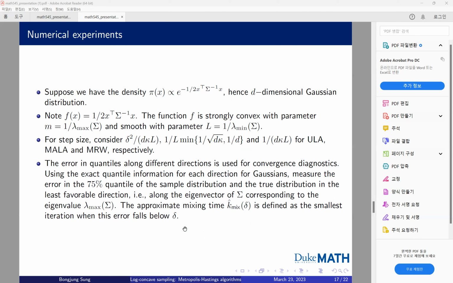So basically, in this simulation study, the error in quantiles along different directions is used for convergence diagnostics. Using the exact quantile information for each direction for Gaussians, we measure the error in the 75% quantile of the sample distribution in the least favorable direction, which means along the eigenvector of sigma corresponding to the maximum eigenvalue of sigma. Then the approximate mixing time is defined as the smallest iteration when this error falls below delta.